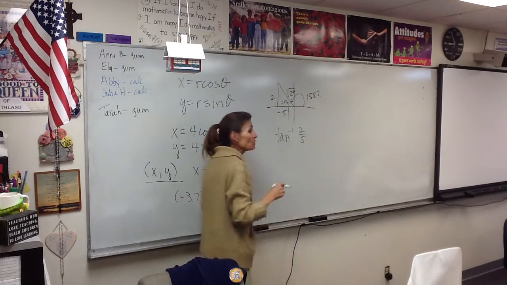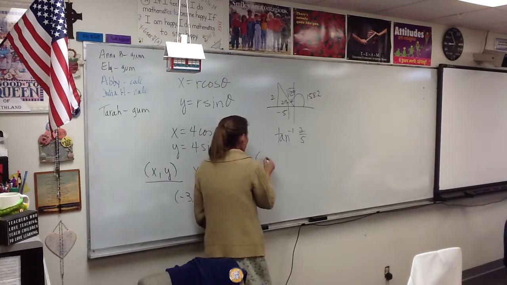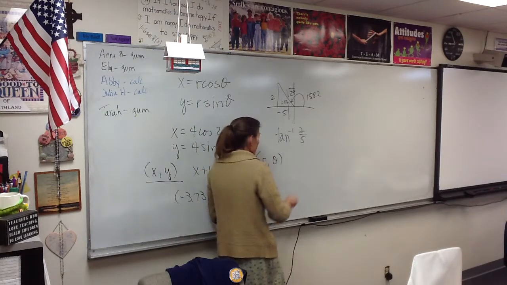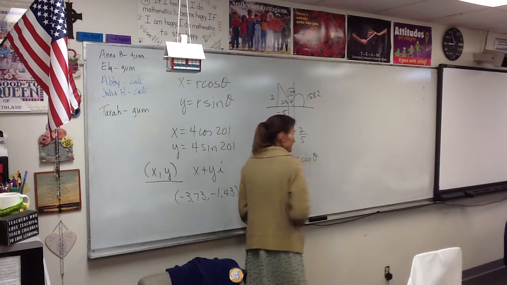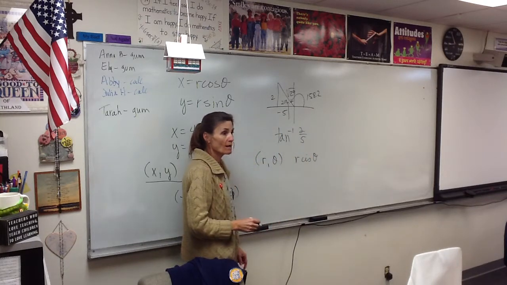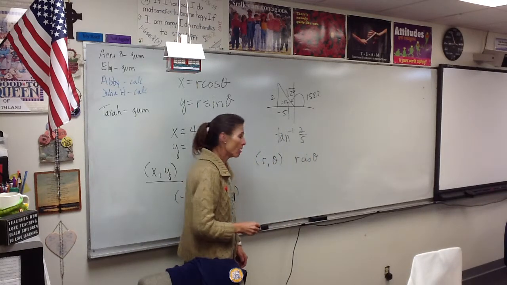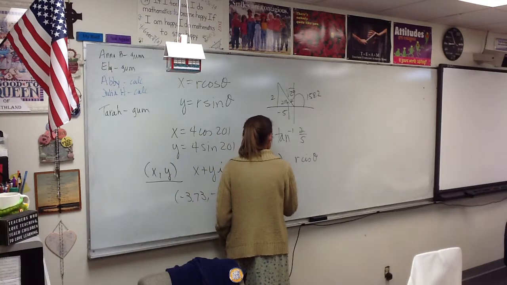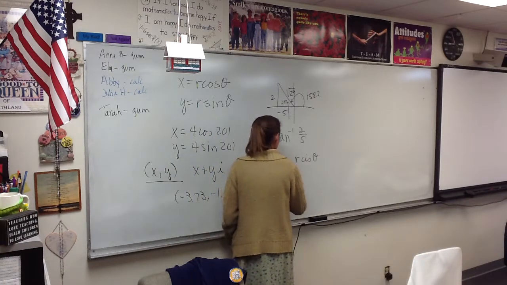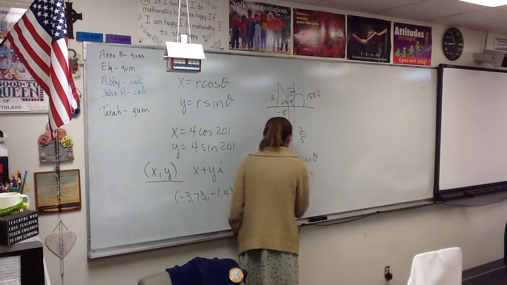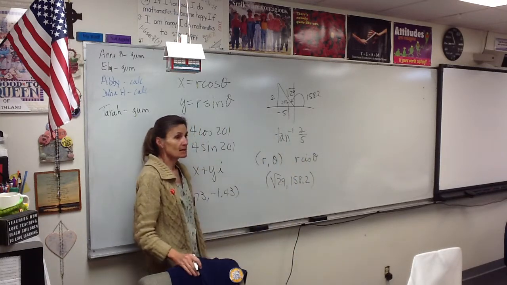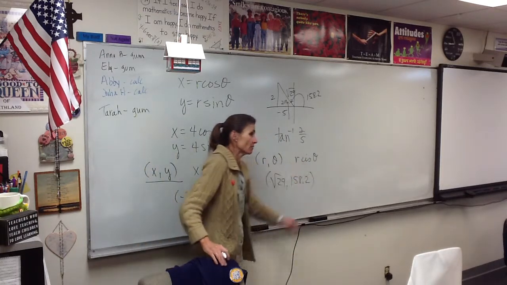Now, whenever I'm doing polar, I'm either going to write r comma theta, or I'm going to write r cis theta. Which one is it this time? R comma theta, again because the problem says coordinates. If it doesn't say coordinates, then you use the other form.